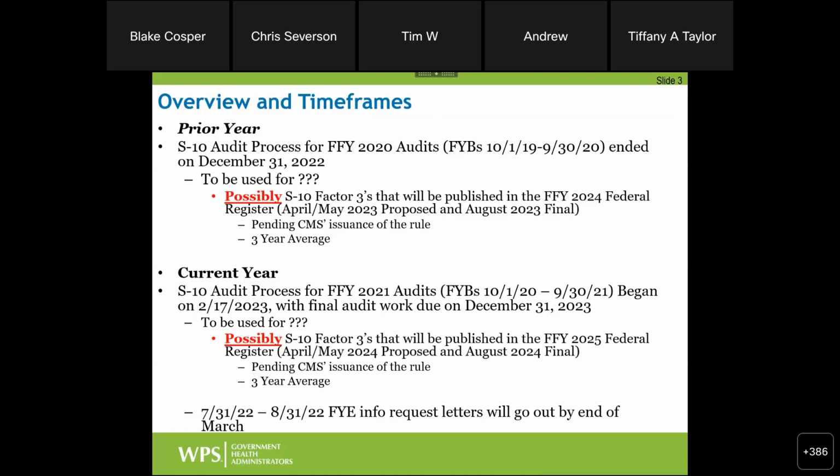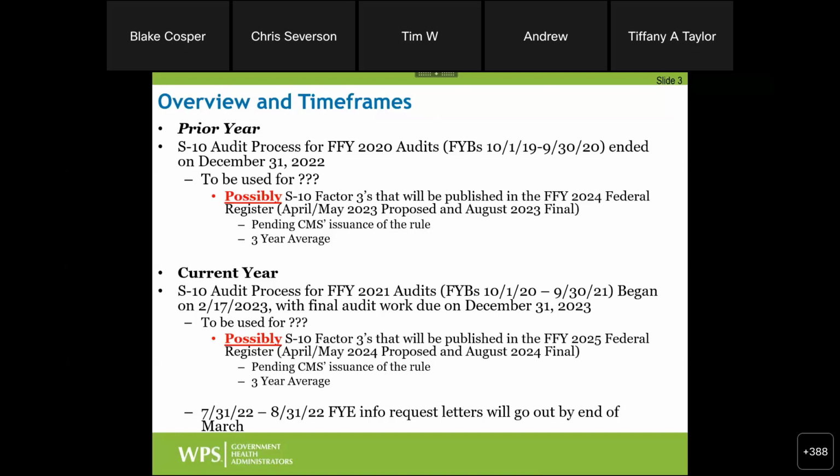Again, though, we don't know what this is going to be used for. Maybe they'll keep the same trend, and then next year around this time, we'll see that they're going to use 19, 20, and 21 for the next 3-year average. But that's pure speculation. It's a pretty good guess, but we'll have to wait and see.